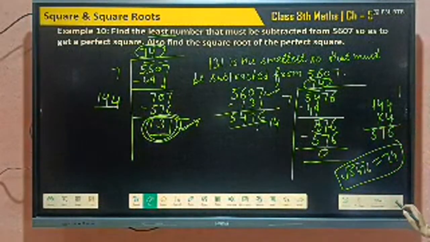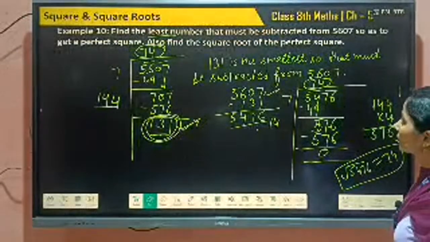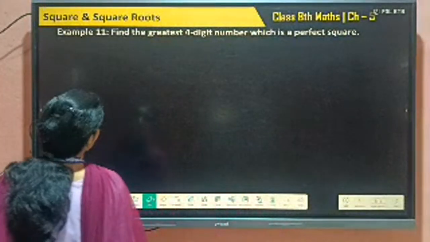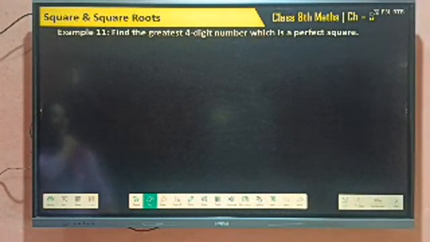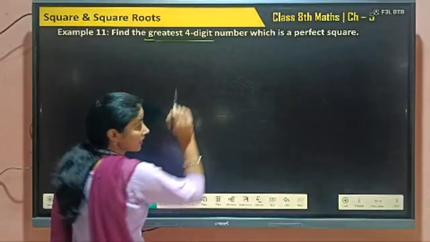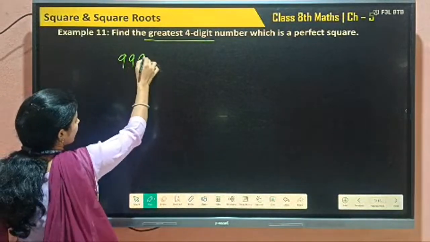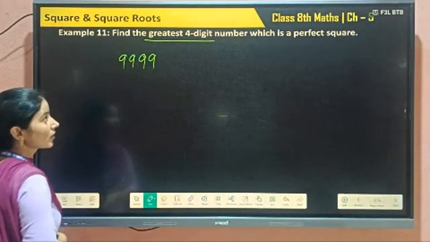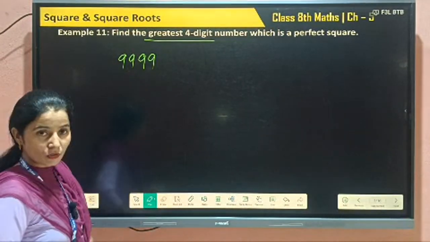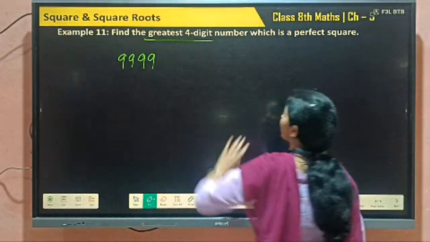Let us see the next question. Question number 11. Example number 11. Find the greatest 4-digit number which is a perfect square number. Let us see. The greatest 4-digit number is 9999. Obviously, this number is not a perfect square number. So we got the greatest 4-digit number.